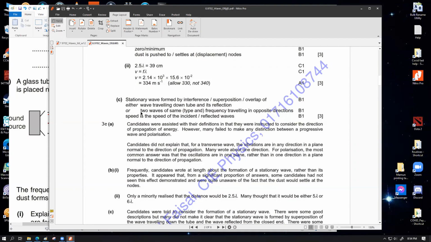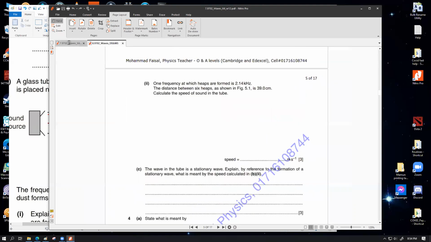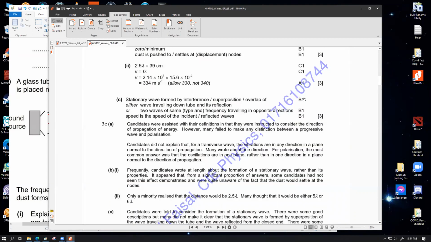So this is the part. These 2 marks are for the construction of the stationary wave. This part is explained in reference to the formation of a stationary wave. This part is covered by these 2 marks, B1. Then they are specifying the speed is the speed of the incident or reflected wave. So any of those 2 waves. Each of the progressive waves moves at this speed.